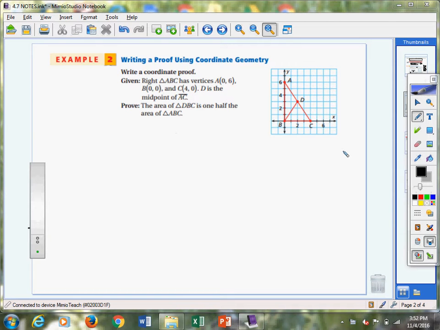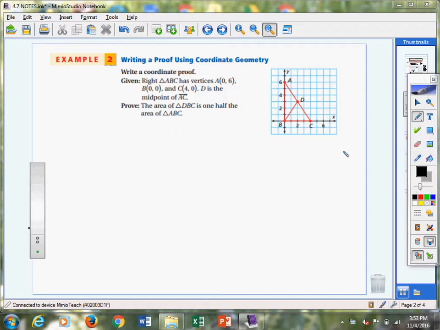Back, now we're going to apply what we did in example 1, and we're going to write a proof using coordinate geometry. This is going to be a little bit different from the proof that you're used to doing. We've done paragraph proofs and standard 2-column proofs, and we've done some different things with proofs, and we're going to do a coordinate proof, which merges the algebra that we're going to have to do to help prove the coordinate geometry, okay? So let's go ahead and get started.